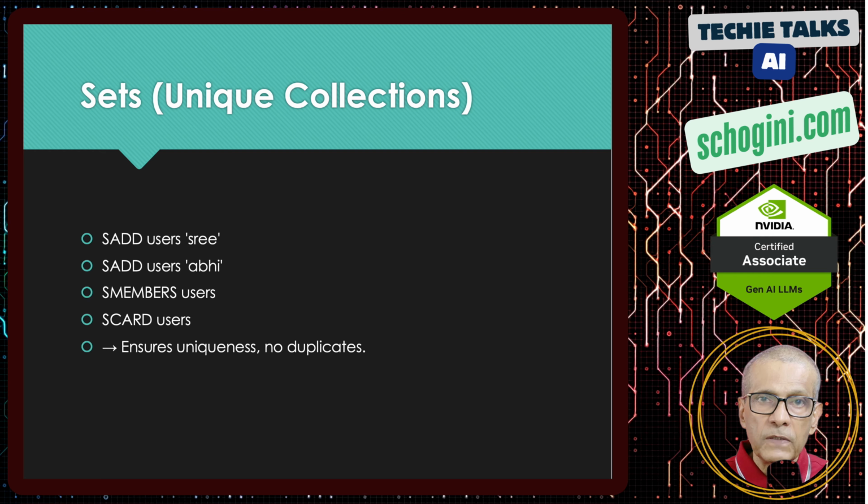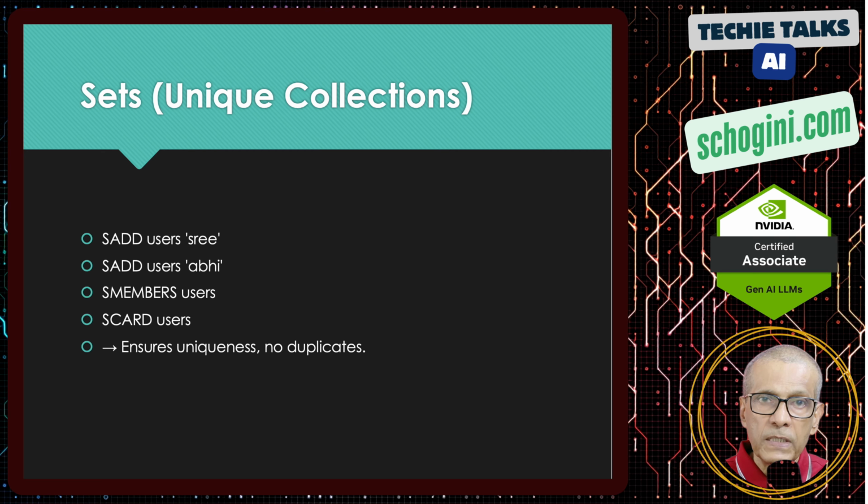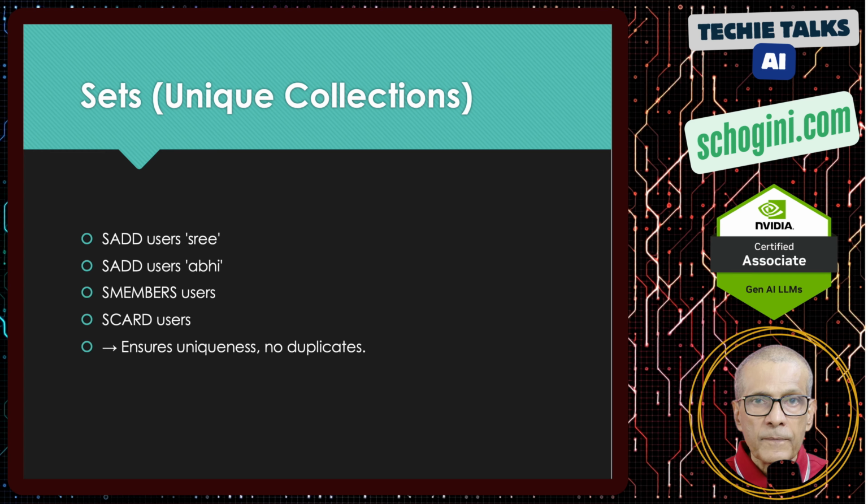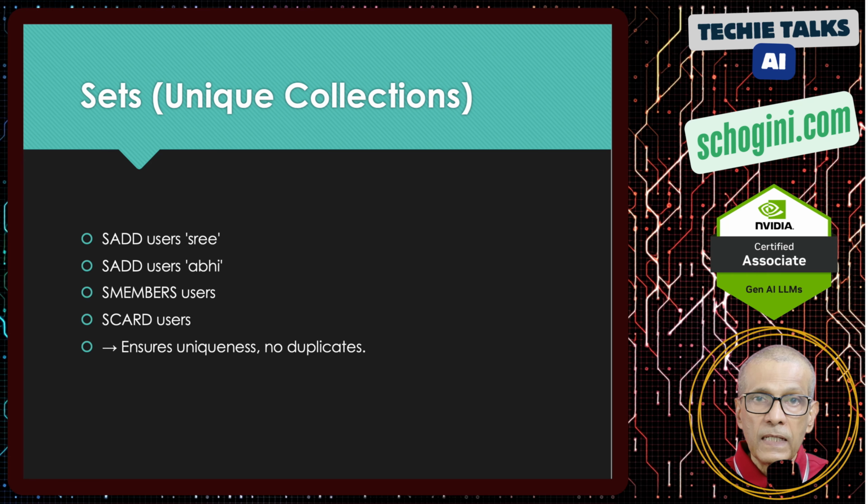Sets are perfect for tracking unique users, tags, or IP addresses without duplicates. Their built-in mathematical operations like unions and intersections make analytics a breeze.